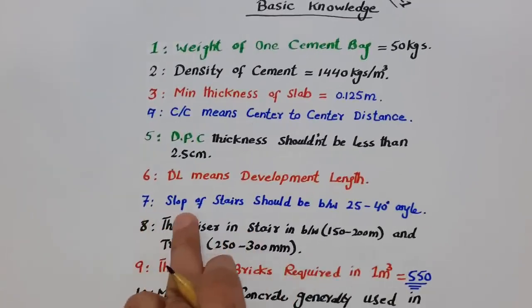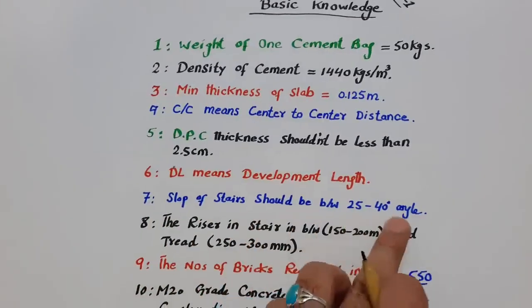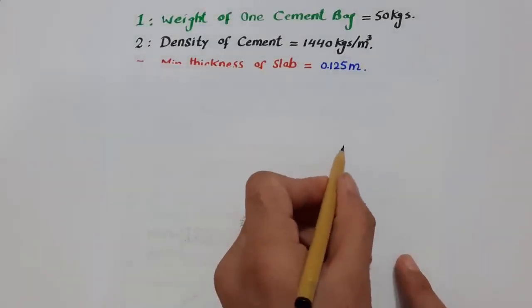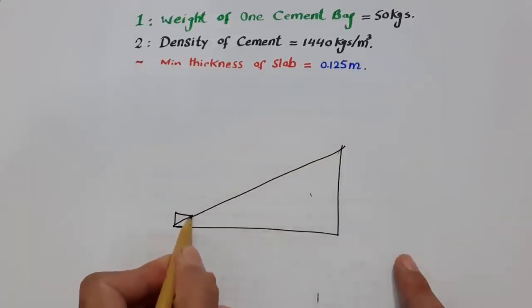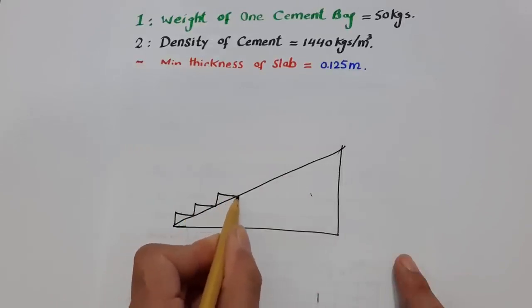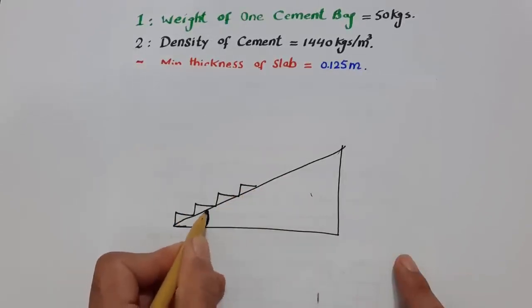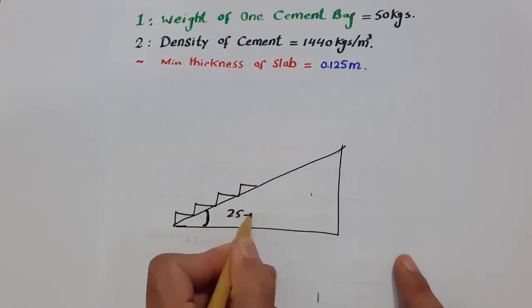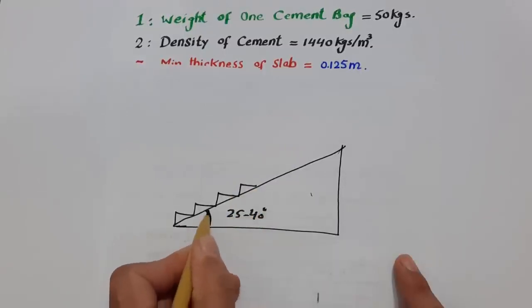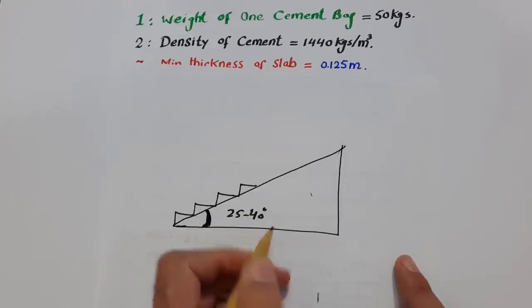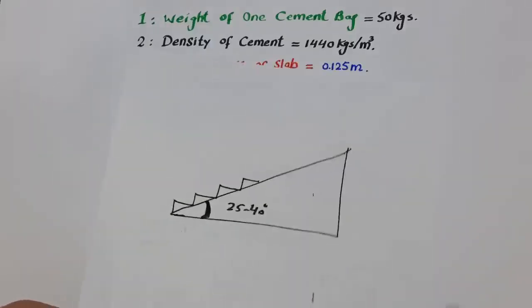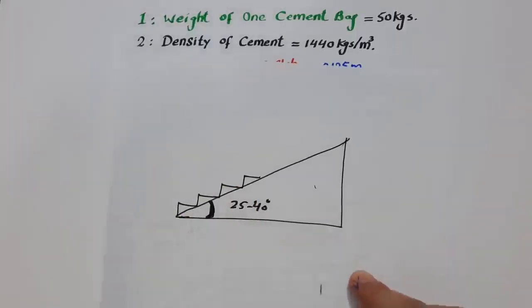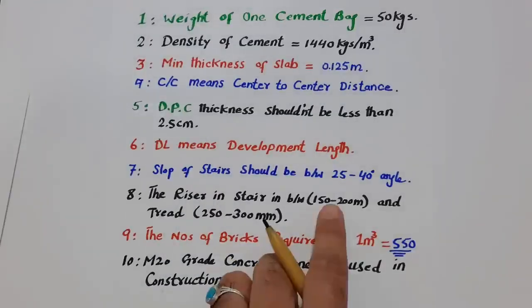The next one, guys, the seventh, is that the slope of stairs should be between 25 to 40 degrees. What does it mean? You can see this is a wall, this is a stair, and these are steps. This angle should be between 25 to 40 degrees. It should not be more than 40 degrees, otherwise people will face more problems when they are using these stairs.